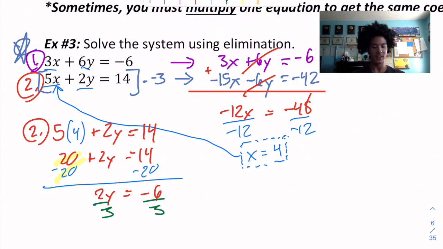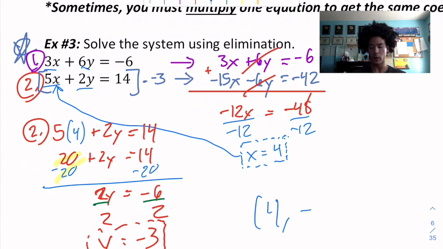Oh, I actually did this wrong. I divided by 3. It should be divided by 2. See what happens when you rush, guys? Don't rush. Divide by 2, right? Y should equal negative 3. Boom. Final answer, (4, -3).